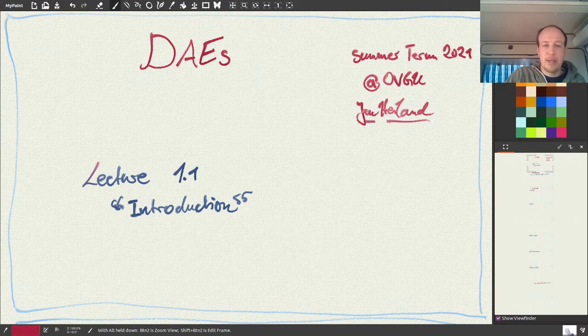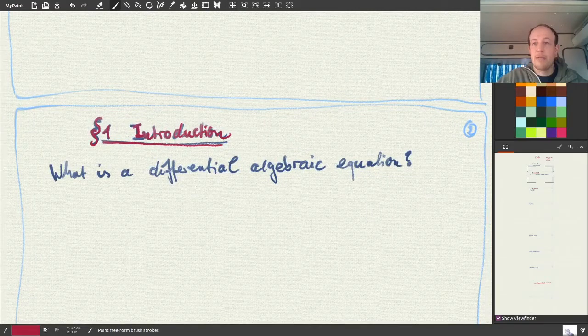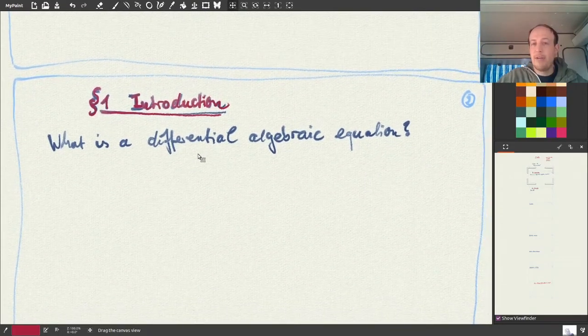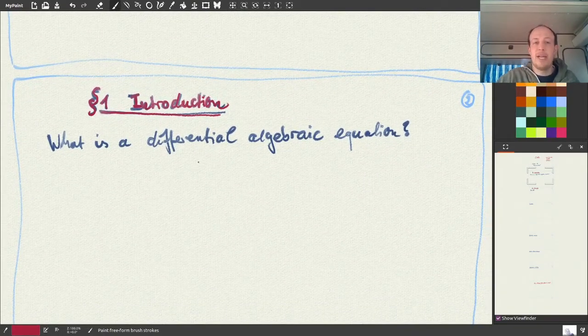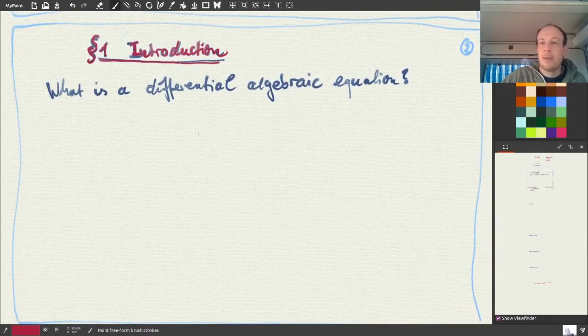Today I give you an introduction about DAEs, and that's lecture 1.1. I also try to keep the slides that I present here and what I write down in line with the script that you have on the website. But of course, I choose this very format where I also do a lot of writing, because I think that shows best how to work with these concepts. Also, it somehow regulates the speed.